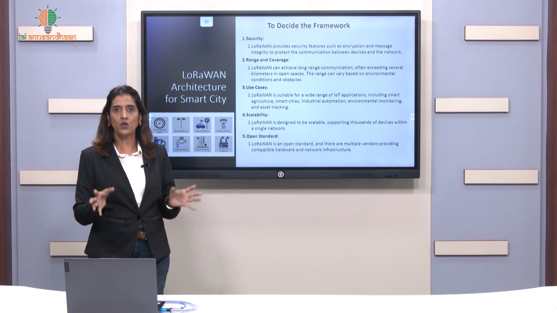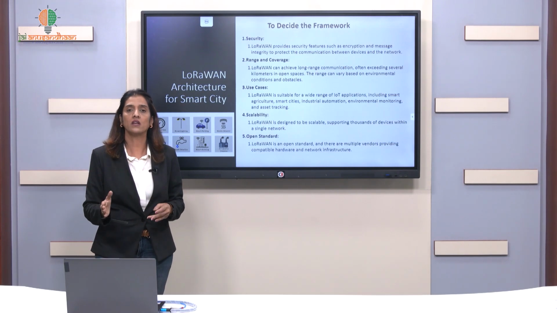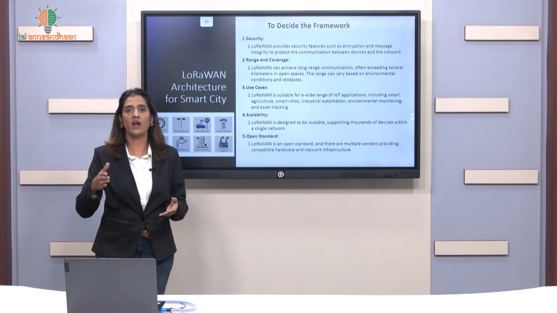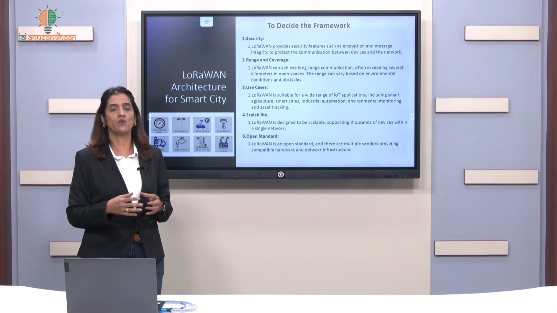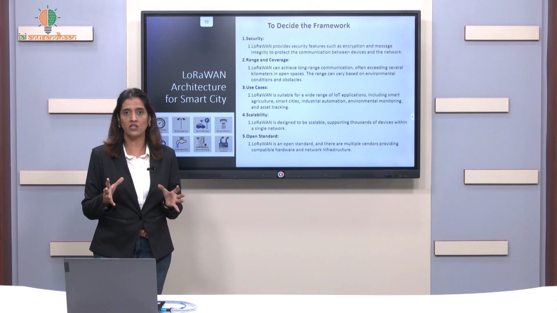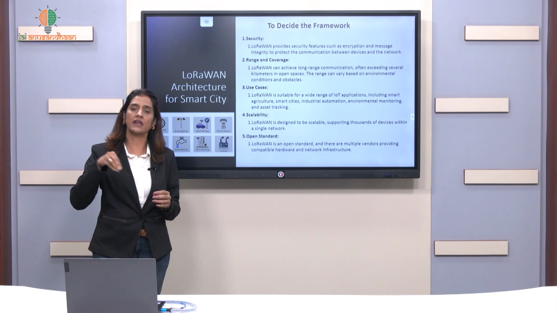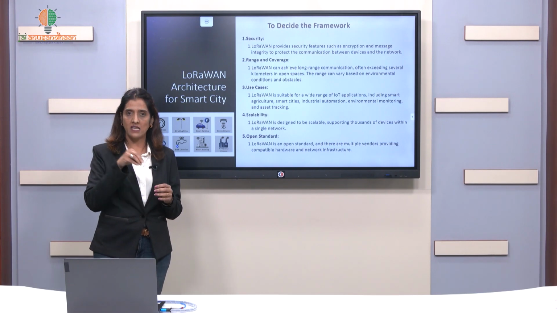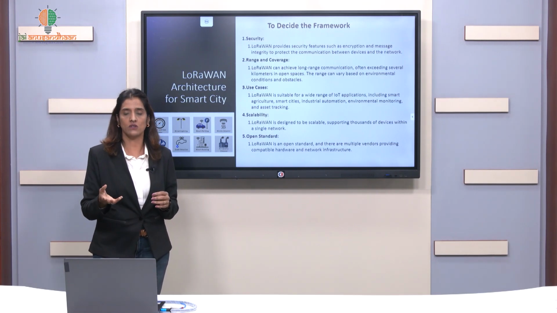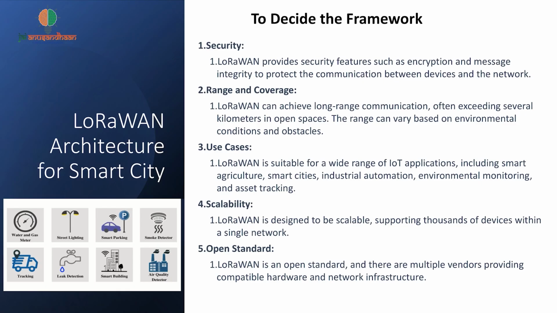For example, MQTT is for a small area or small coverage of network, whereas LoRaWAN is a long range wide area network. So it is normally used where we want to cover a large area. For example, in a smart city project, we have different things at different locations and we want to connect everything on the same network. So we definitely want to use LoRaWAN technology instead of MQTT technology. This is the next parameter, range and coverage, to decide the framework.